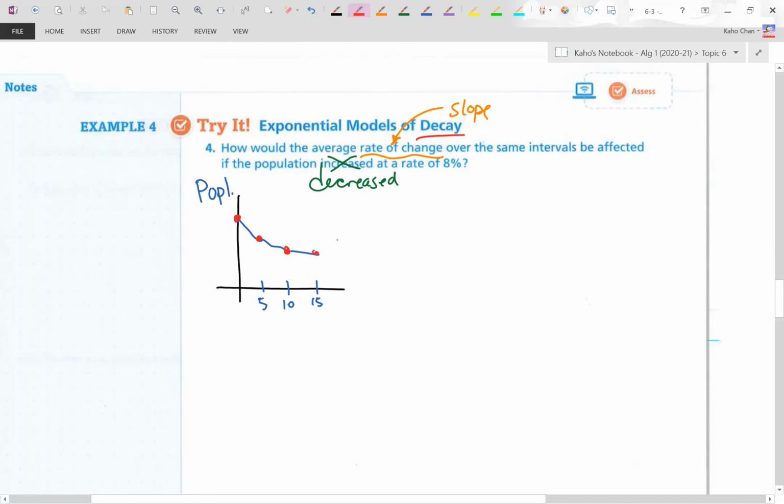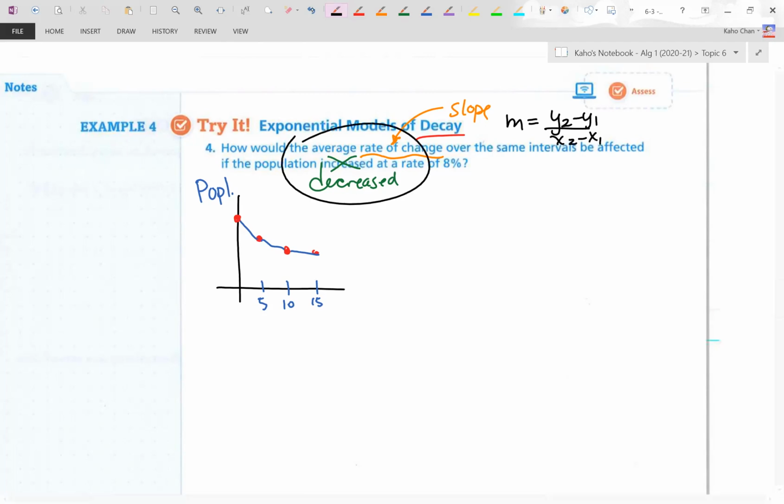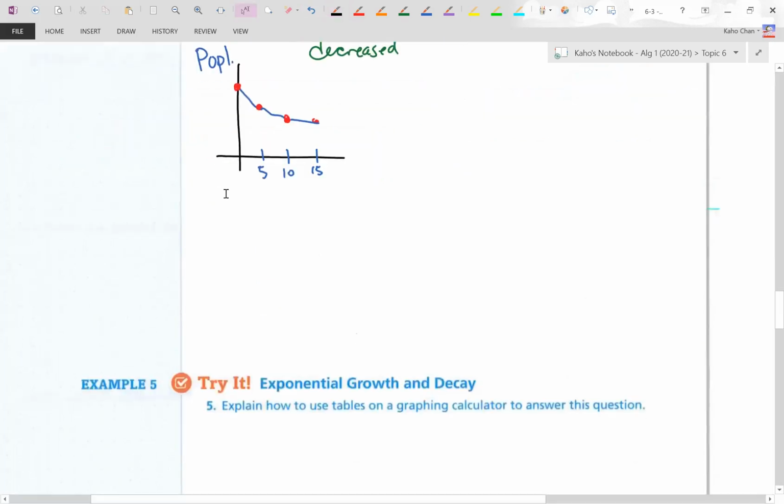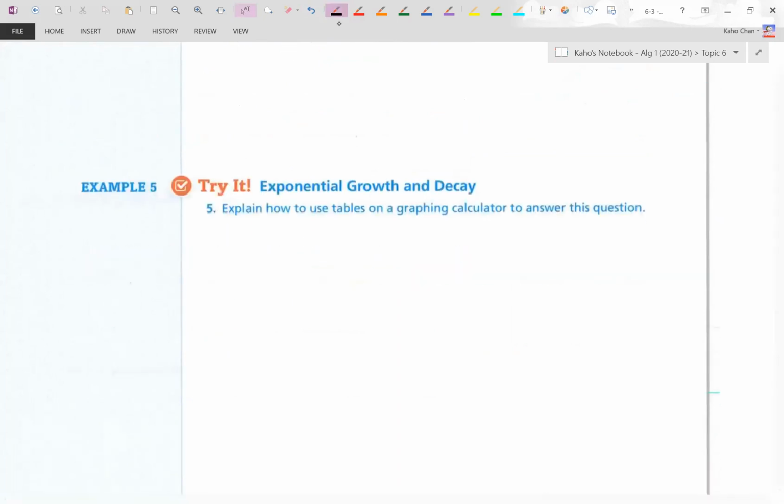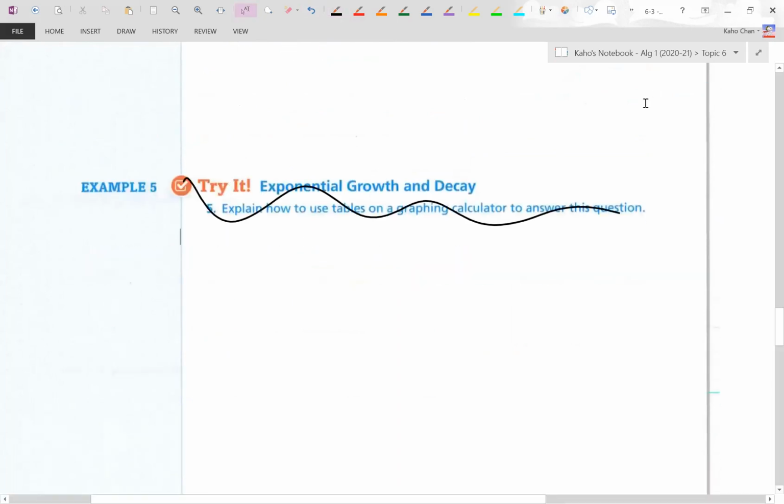This, ladies and gentlemen, is called an exponential decay function. So here, slope, if you were to use y2 minus y1 over x2 minus x1, you'll find that the average rate of change slows down, as you can see by the graph. Assuming that they made a typo, instead of increase, it should be decreased by, okay? All right, let's take a look at number 5. We're going to skip number 5. Let's jump to the last page, woohoo.